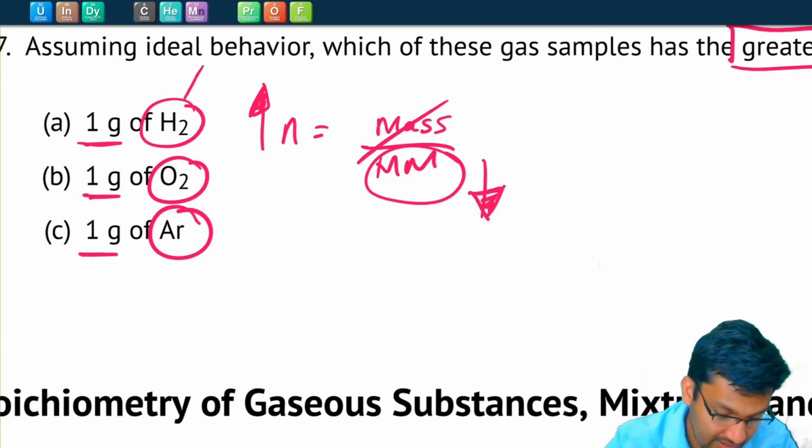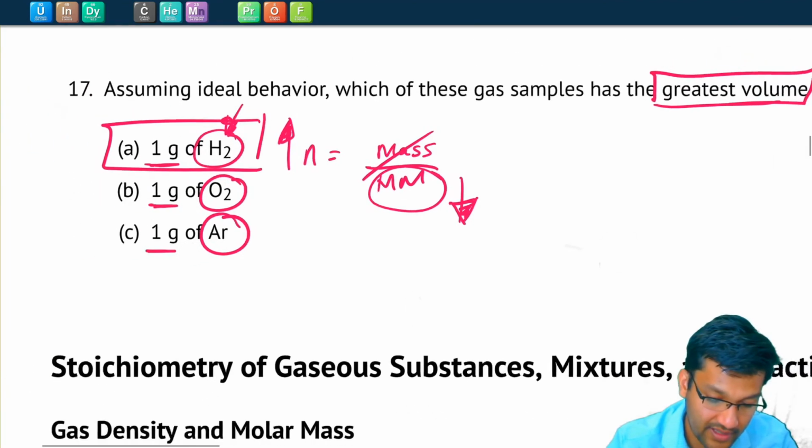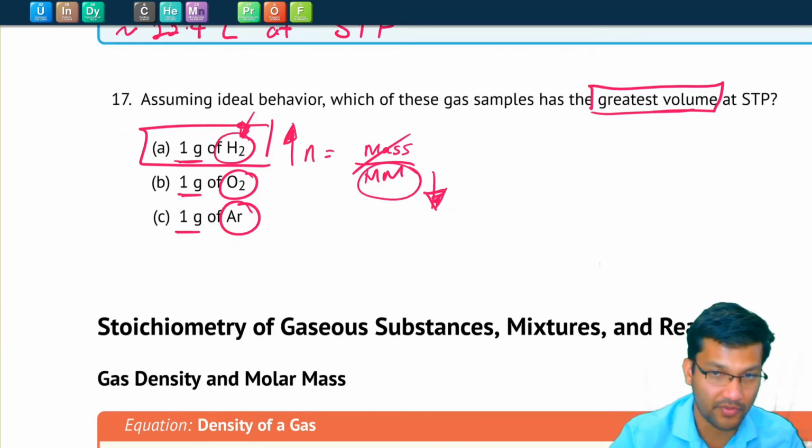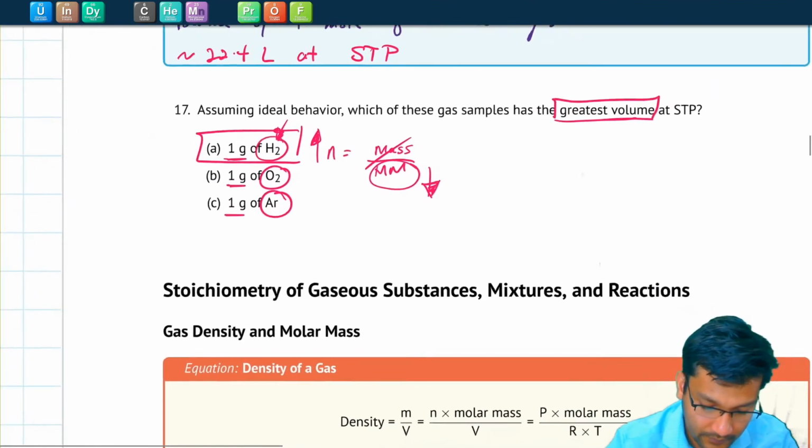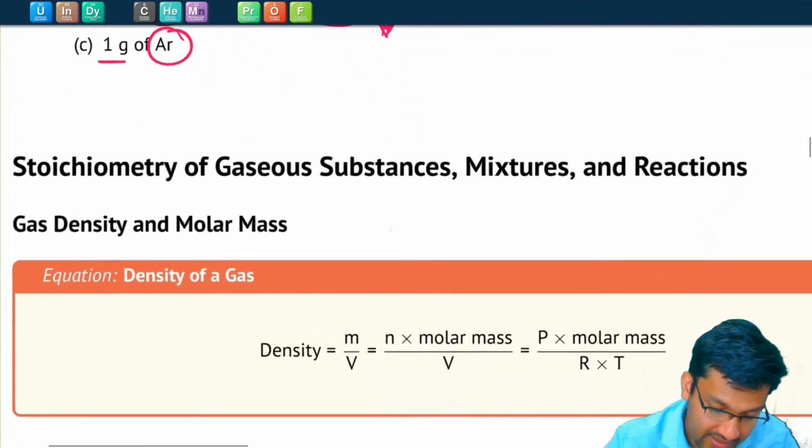In that case, it's hydrogen. So hydrogen would have the largest volume because it has the largest number of moles, and the moles and the volume are related.